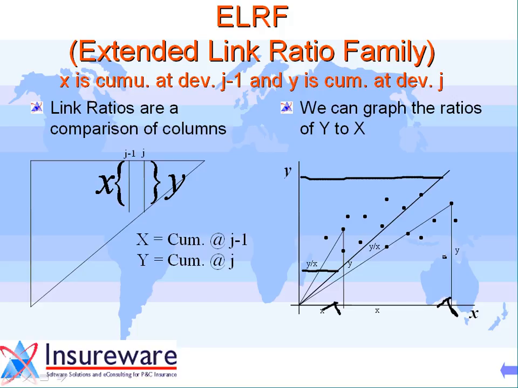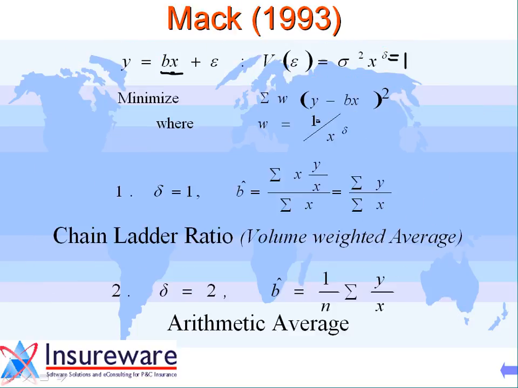It's proportional to X. If you make those two assumptions and use weighted least squares to find the best weighted least squares line, you get the volume weighted average, or as the Europeans call it, the chain ladder ratio. If you now set delta equal to 2, where you're assuming the variance is proportional to X squared, you get the arithmetic average. You might remember that in statistics, a weight is a reciprocal of variance. So as I vary the variance, I'm varying the weight. So now we can actually generate averages, average ratios, by doing regression.